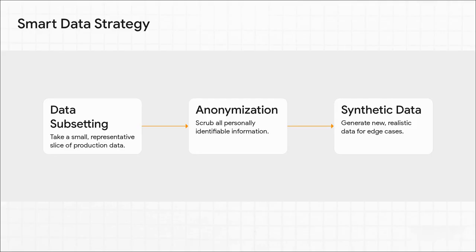First, data subsetting. You just take a small but very representative slice of that production data. Second, you anonymize it. You scrub out all the personally identifiable information. And third, especially for testing new features, you can use synthetic data generation to create realistic-looking but totally fake data from scratch. You get all the realism you need with none of the risk.